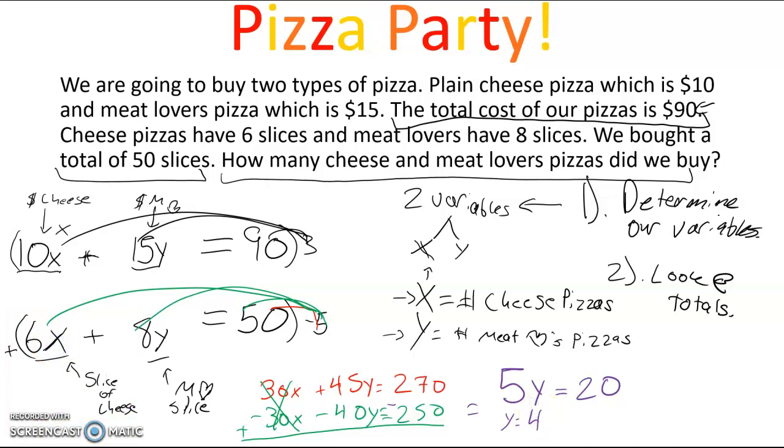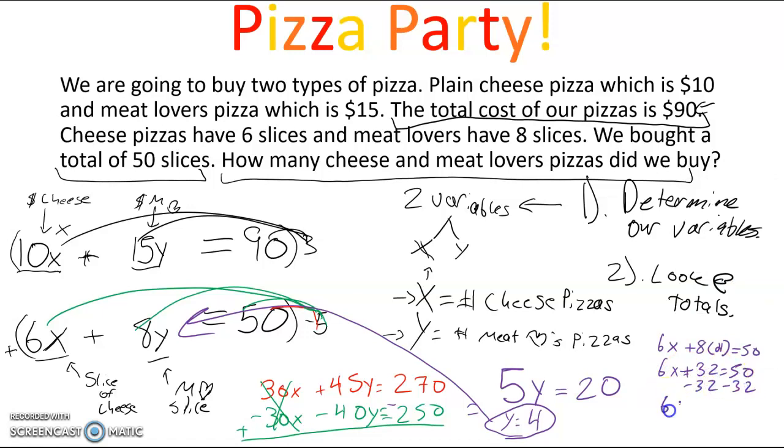And just like with any of our other equations, we need to take our y here and plug it back into one of our equations. I'm going to go ahead and plug it in for this y right here. That's going to get me 6x plus 8 times 4 is equal to 50. So 6x plus 32 is equal to 50. Minus the 32 on both sides, solve for x.